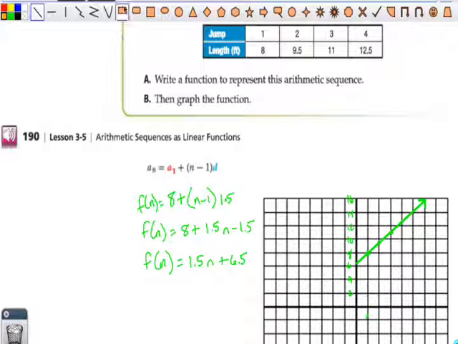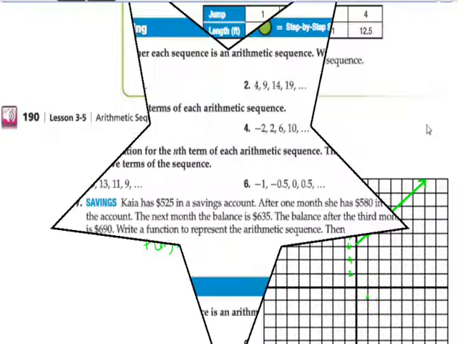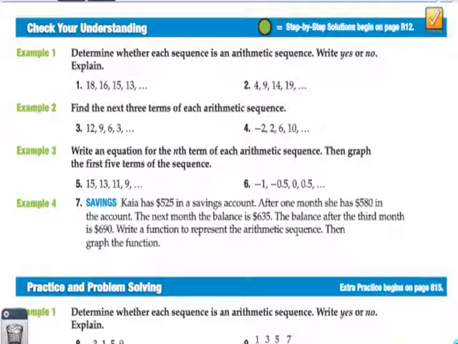What I'd like for you guys to do is take a look, please, at 1 through 7. See if you can do those, and then we'll talk about those tomorrow in class.